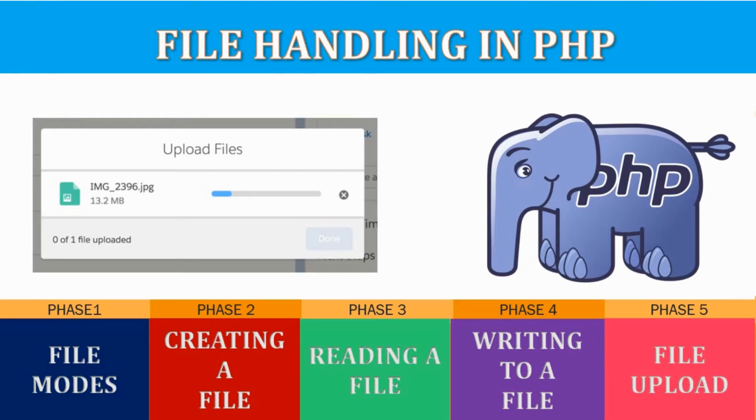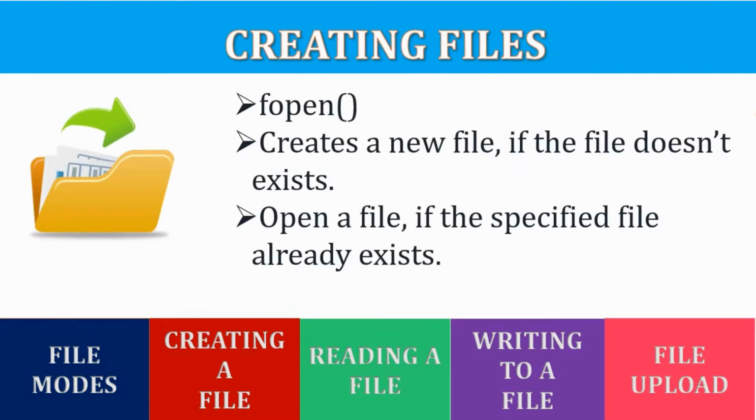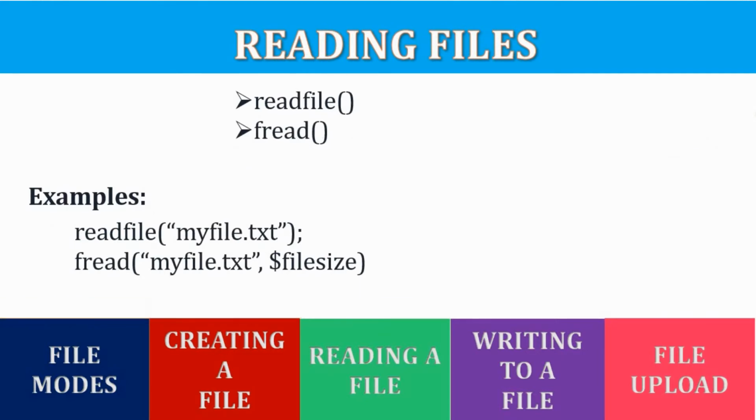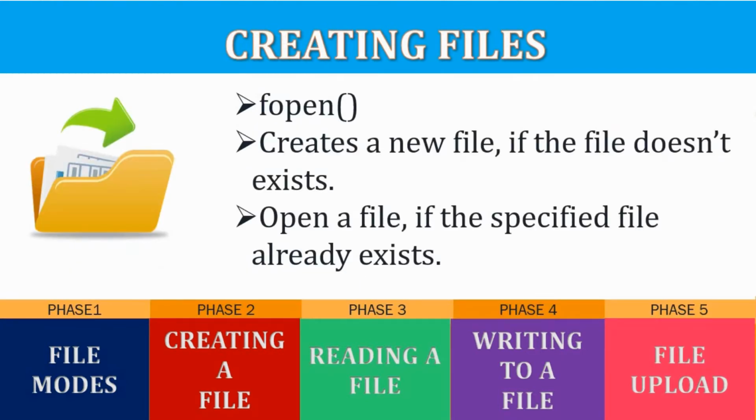Let's get into the session. Let's learn about how to create a file in PHP. To create a file in PHP, we have to use the function fopen(), which creates a new file if the file doesn't exist. Alternatively, the same function can be used to open an existing file. So fopen() can be used to open an existing file as well as for creating a new file.